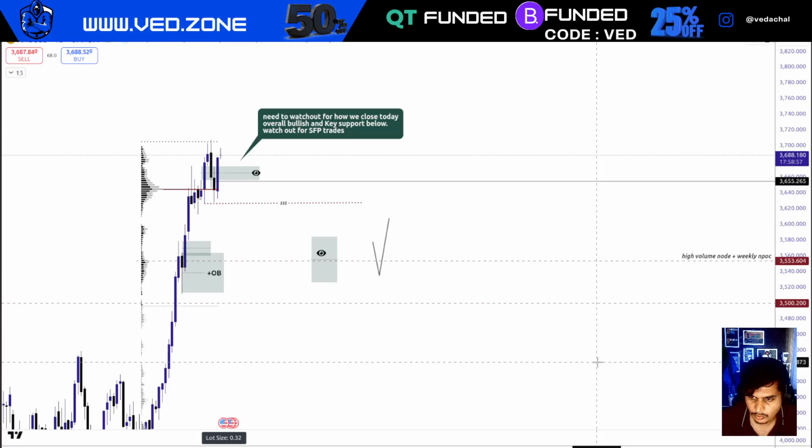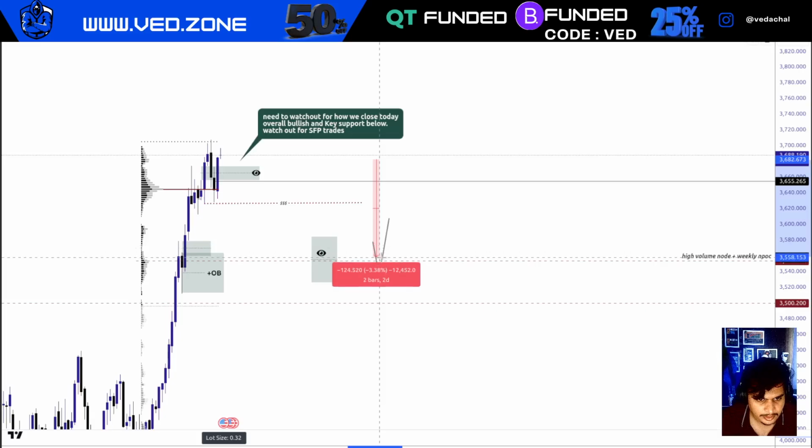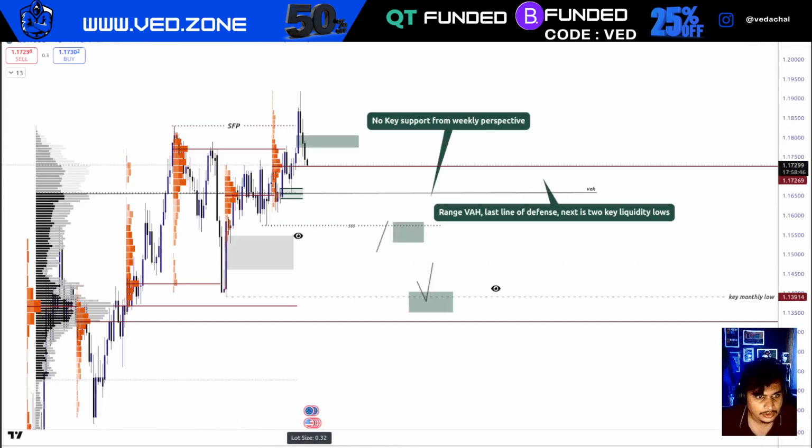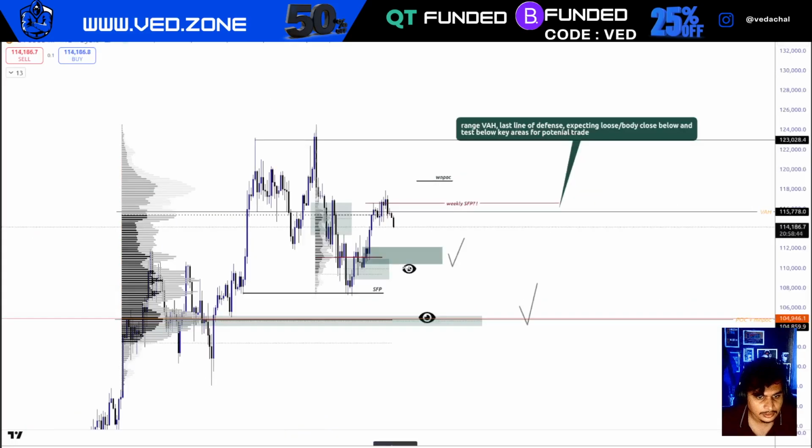There is some high value node, weekly POC, but just a little lower. If it really turns bearish, then make sure you put an alert there, because these are A plus zones. Okay, you can use your risk management, and yeah, that's it.